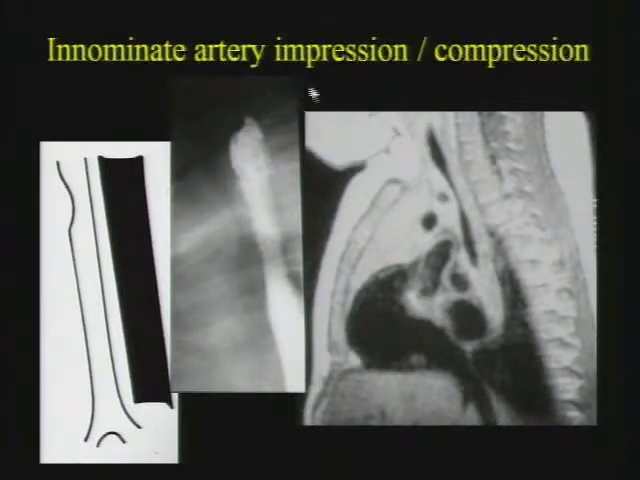On the other hand, there's an impression that we see occasionally on the anterior trachea that rarely is a problem. And here you can see on an MRI, there's a trachea which is narrowed and a vessel crossing right in front of it. And this is the so-called innominate artery impression. Most of the time it's not symptomatic, it's just a little indentation. Rarely there's compression that would need to be dealt with clinically.